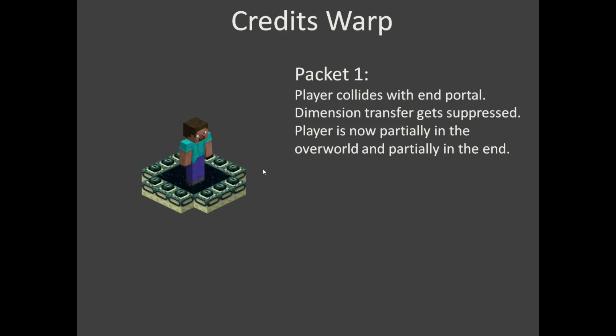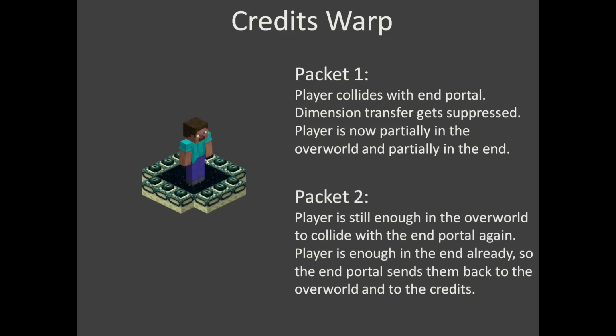But if you have already sent another movement packet in the same game tick, then the player will still be enough in the overworld so that this other movement packet again collides with the end portal in the overworld where you were. And then you will trigger the change dimension code again, but you will already be enough in the end dimension so that this new dimension transfer actually transfers you back into the overworld when you get to the credits. So you enter the end portal that you have in the overworld stronghold twice.